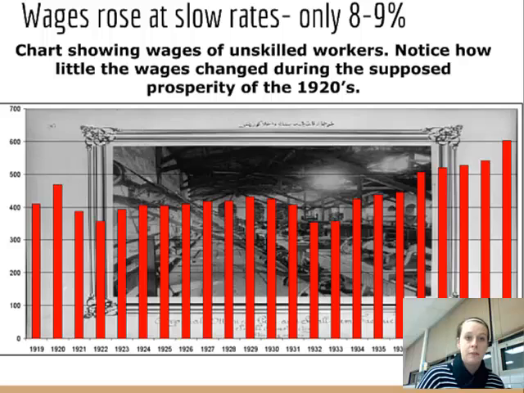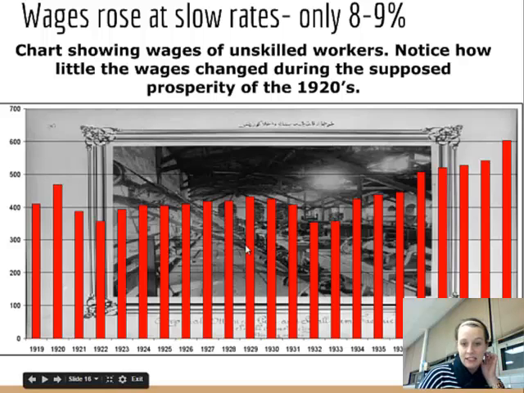Another thing that contributes to that overproduction is that during the era of prosperity, unskilled workers, so these are just basic laborers, their wages did not grow significantly at all. So this is a wage increase of about 8 to 9%. And what's important for you to know about that is it's not very much. So you can see here over this time period, wages stay relatively the same. And then they drop in the early 30s during the Great Depression.